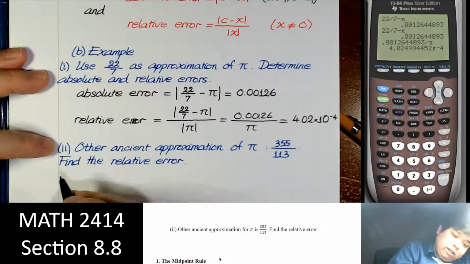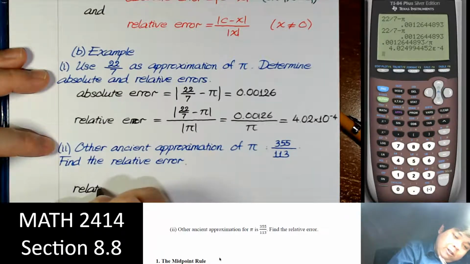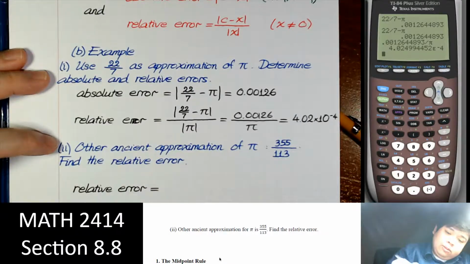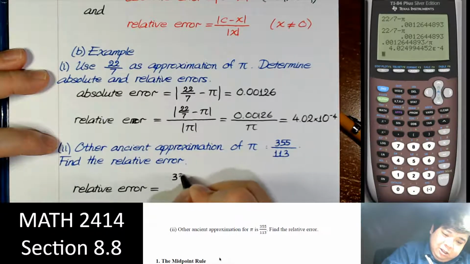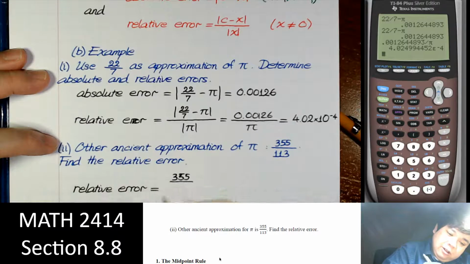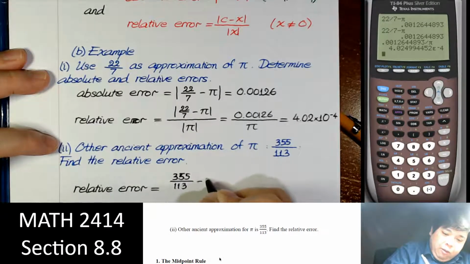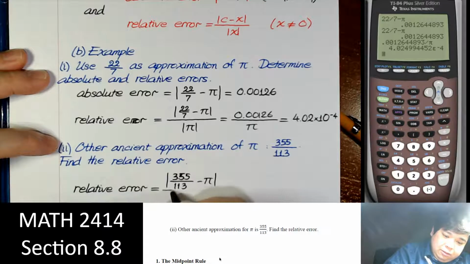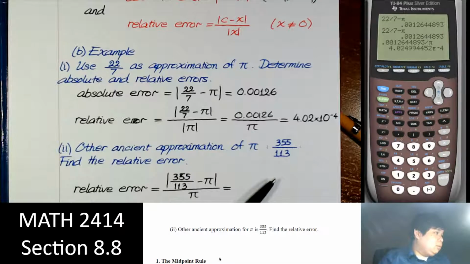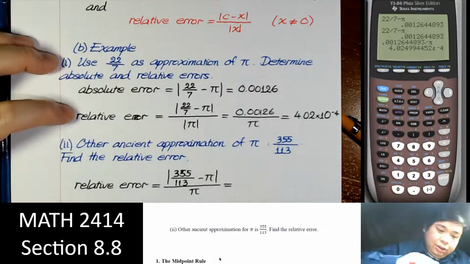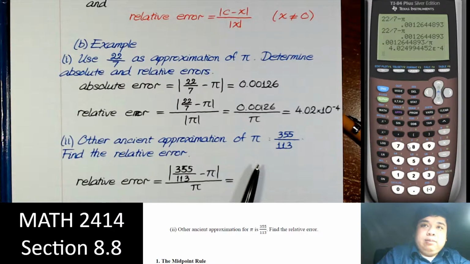So relative error is the approximation, 355 minus pi, divided by pi. So we have, again, I'm just going to drop the absolute values. 355 divided by 113.